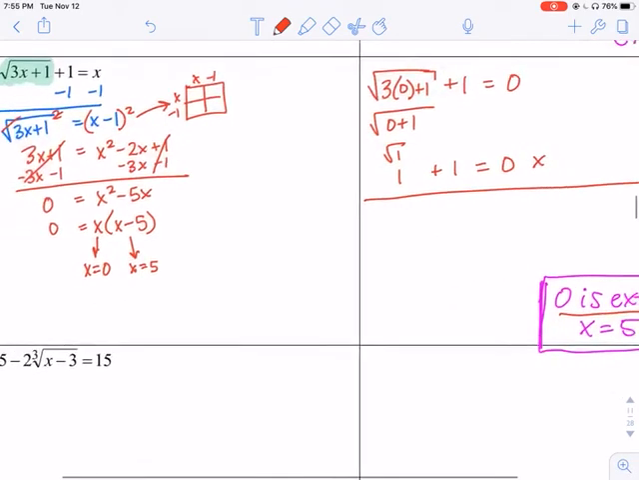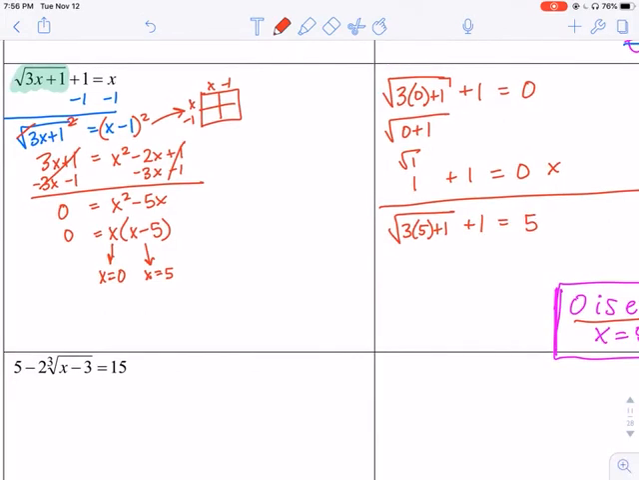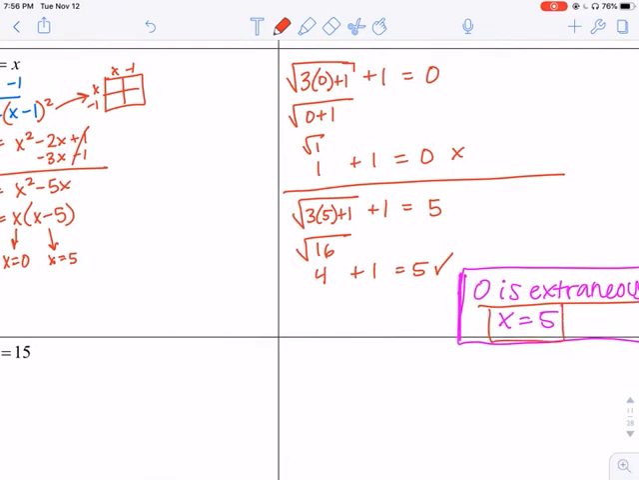And then the other solution that I'm going to check is 5. So square root of 3 times 5 plus 1, I have plus 1 outside, should be equal to 5. So I have the square root of 16, which I know is 4, plus 1 should be 5, which it is. And so we could say that x is indeed just equal to 5. So we'd say this has one real solution, which is x equals 5.